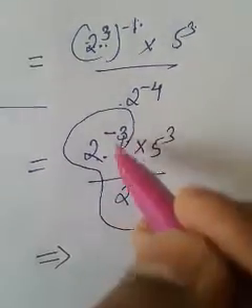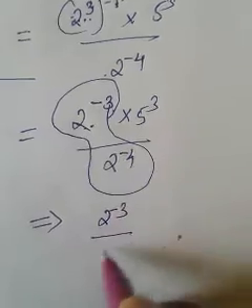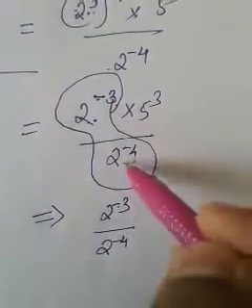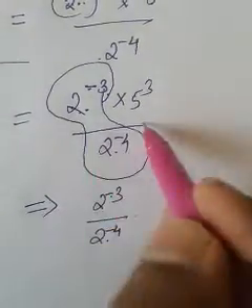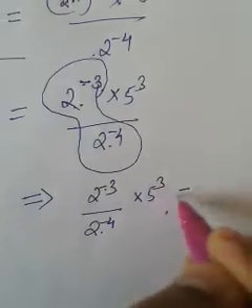Now we just consider these two terms. I am going to write these two terms separately. That means 2 raised to minus 3 divided by 2 raised to minus 4, with 2 raised to minus 3 as it is and 2 raised to minus 4 as it is, the division as it is. Then into 5 raised to 3, let me write separately.